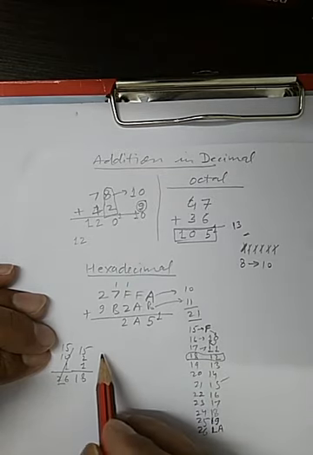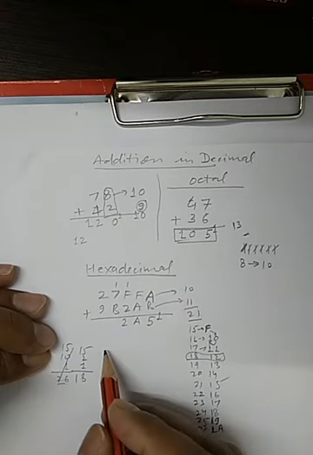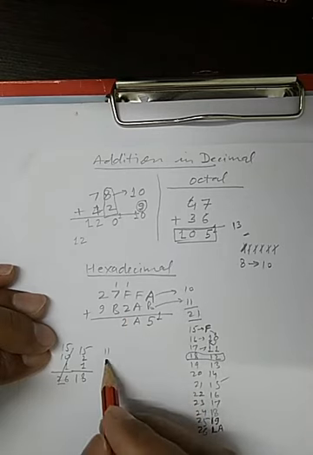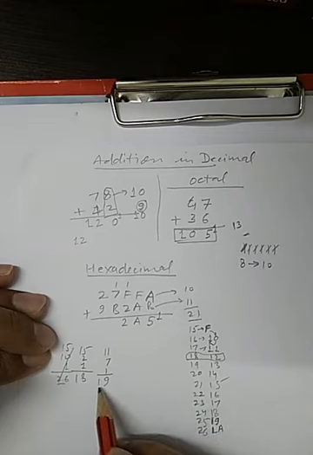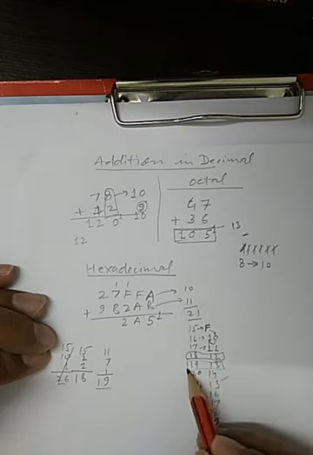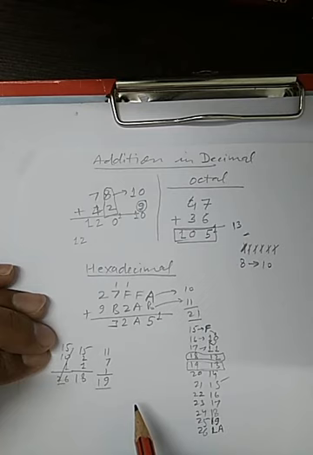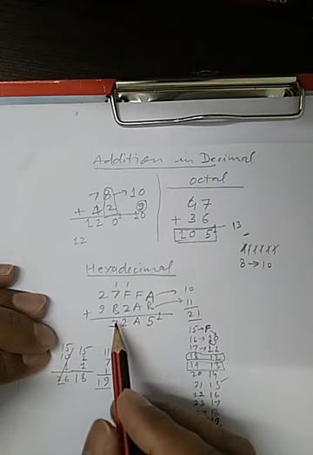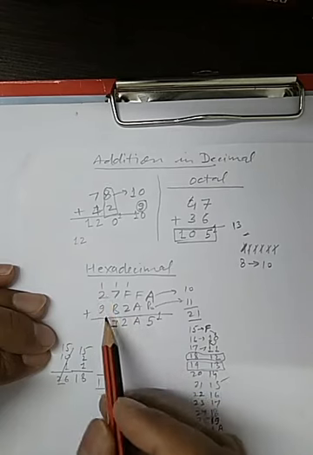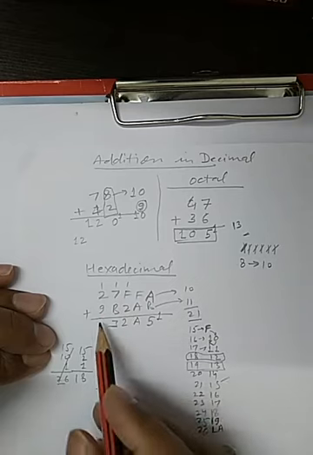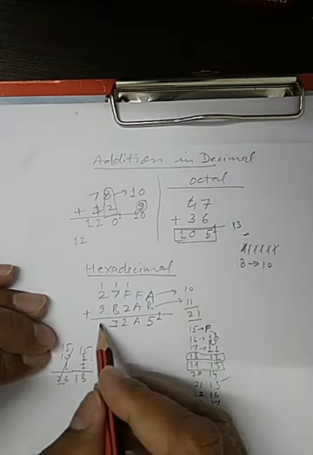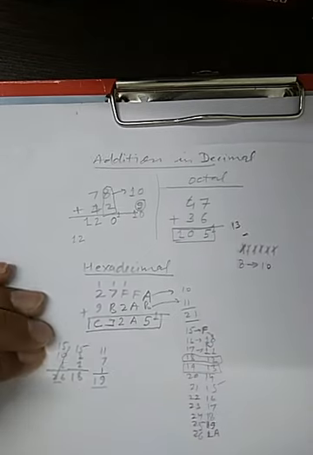B means 11 plus 7 plus 1 carry. Okay, 11 plus 7 plus 1 is 19. 19 is represented as 1 3 in the hexadecimal number system. So 1 is the carry again. 9 plus 10 plus 1 is 12. How is 12 represented in hexadecimal? It is represented as C. So this is the number.